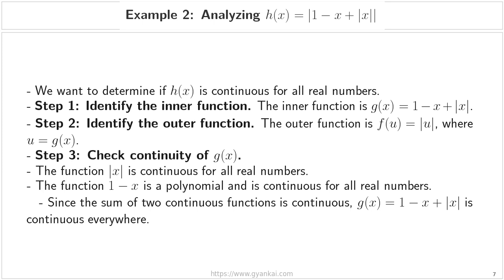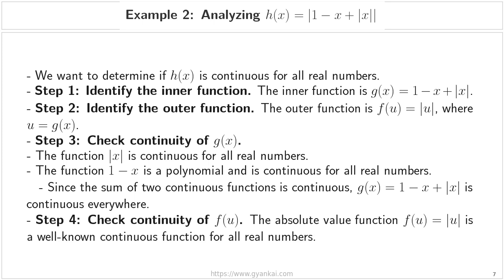We know that the absolute value of x is continuous for all real numbers. Additionally, the expression 1 minus x is a polynomial, and as we have previously established, all polynomial functions are continuous. Since the sum of two continuous functions is itself continuous, we can conclude that g of x is continuous everywhere.